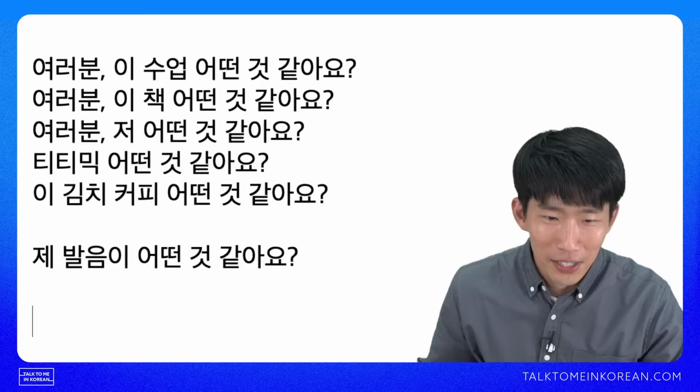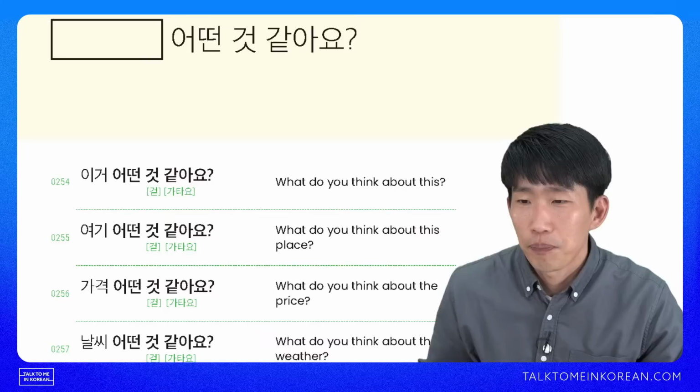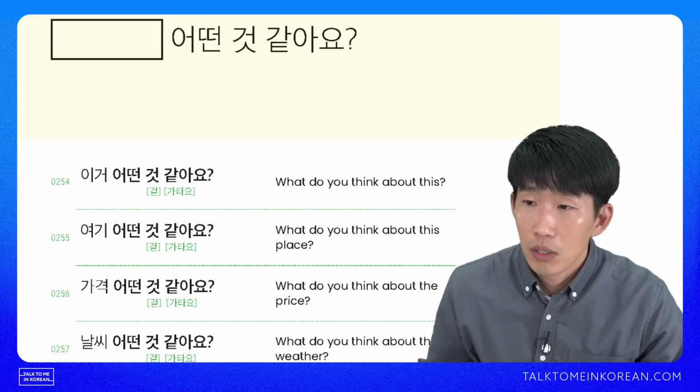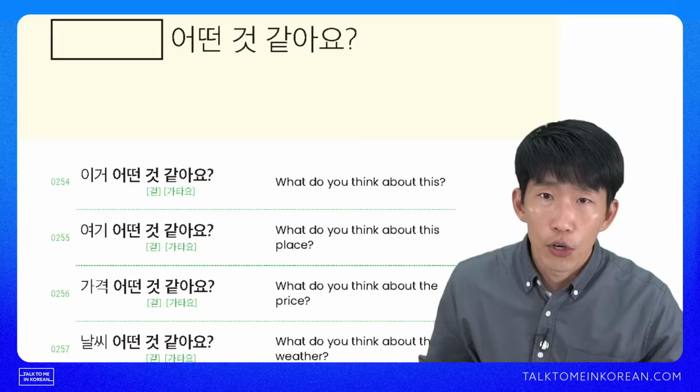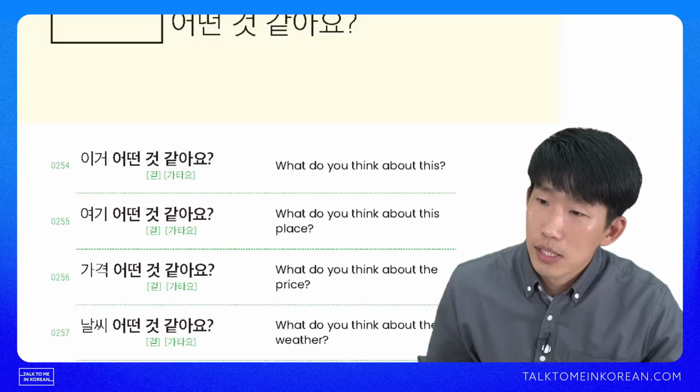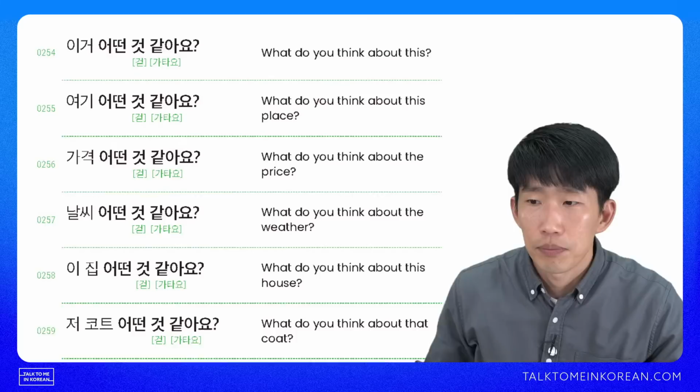And more sentences. 이거 어떤 것 같아요? Repeat after me if you can't think of a good sentence to share right away. 이거 어떤 것 같아요? What do you think about this? What do you think about this place? 여기 어떤 것 같아요? 가격 어떤 것 같아요? What do you think about the price? 날씨 어떤 것 같아요? Look out the window for me. What do you think about the weather? 날씨 어떤 것 같아요?